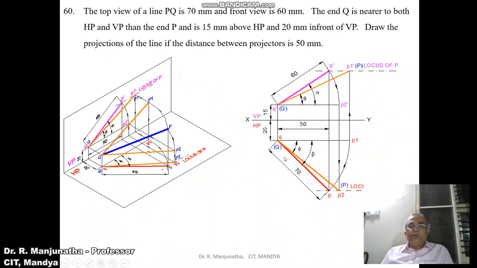So this is how you will be able to solve this problem in the sketchbook, and then show the dimensions of 15, 20, 50, 60 and 70, and the true inclination made with respect to HP as theta and with respect to VP as phi, and the apparent inclination with respect to HP as alpha and with respect to VP as beta. So this is how you will be able to solve the problem.